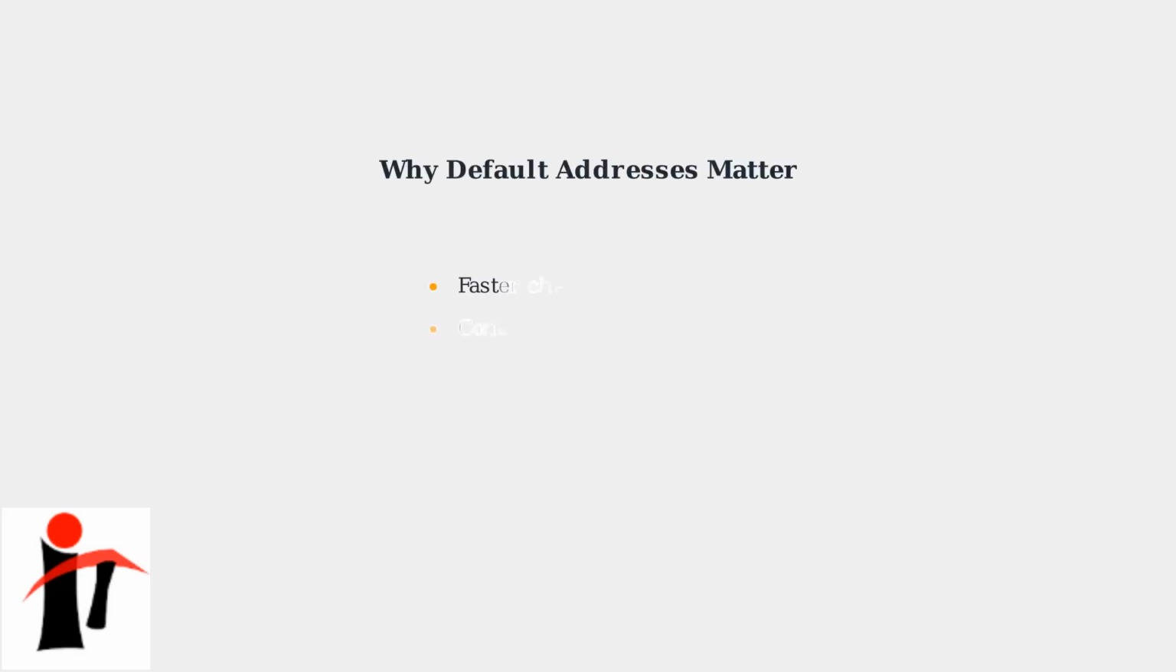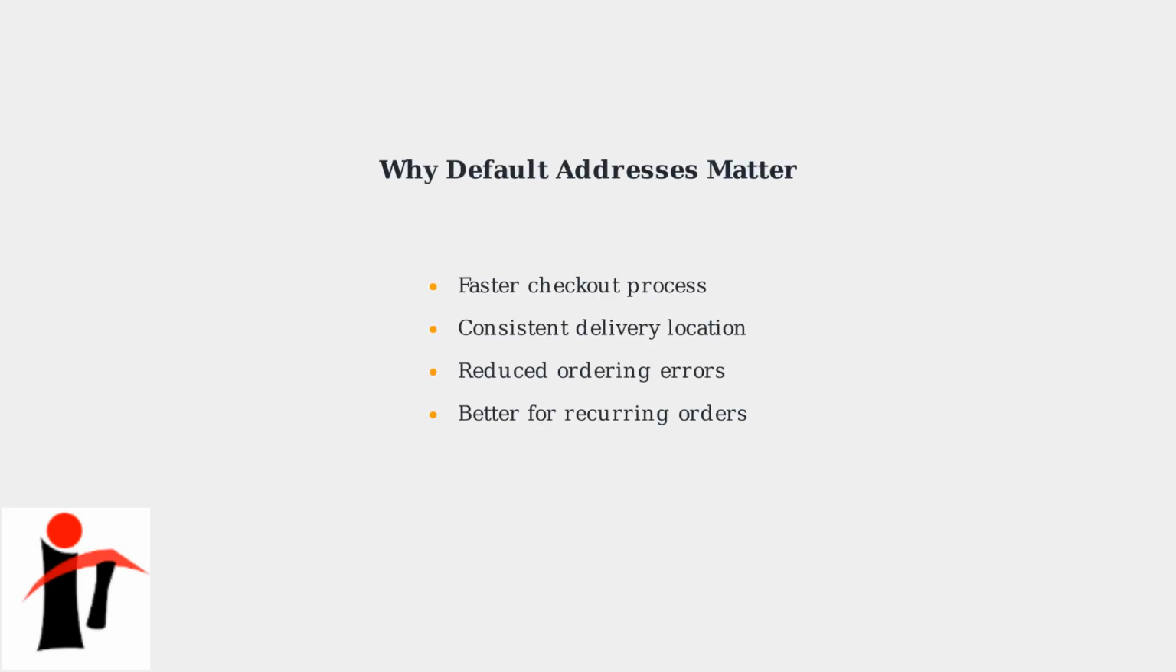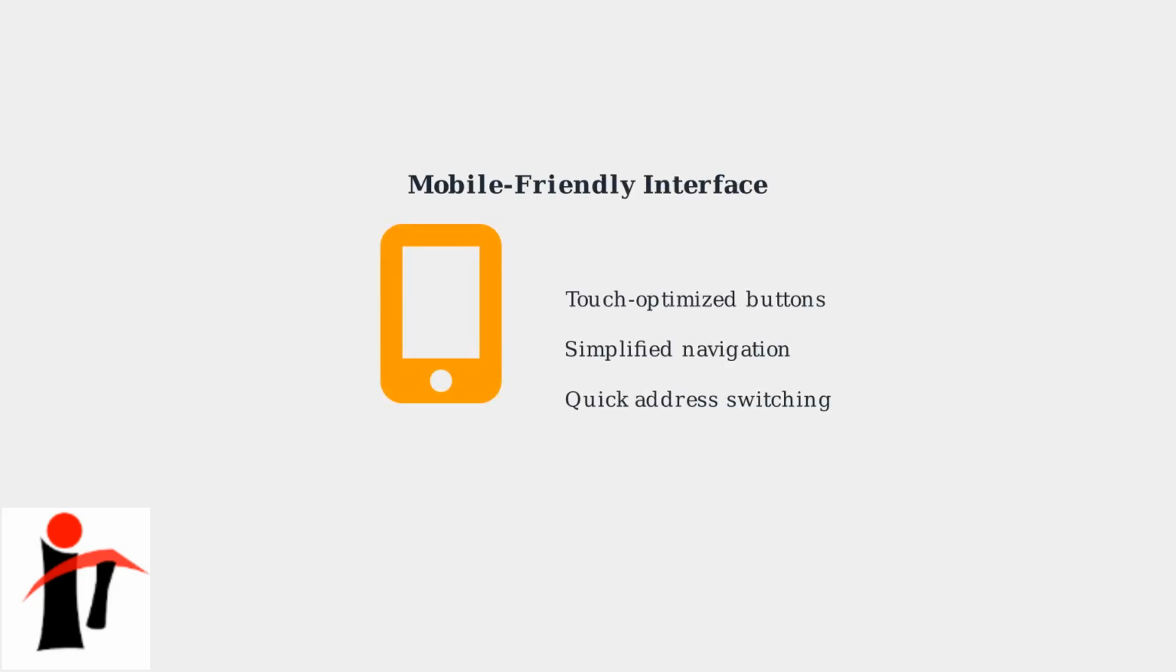Having an accurate default address is especially important before major shopping events like Prime Day or holiday seasons. It ensures your orders are delivered to the right location without requiring manual address selection each time. Amazon has optimized the address management experience for mobile devices. The improved mobile interface makes it easy to edit addresses and set defaults directly from your smartphone or tablet, ensuring you can manage your addresses anywhere.